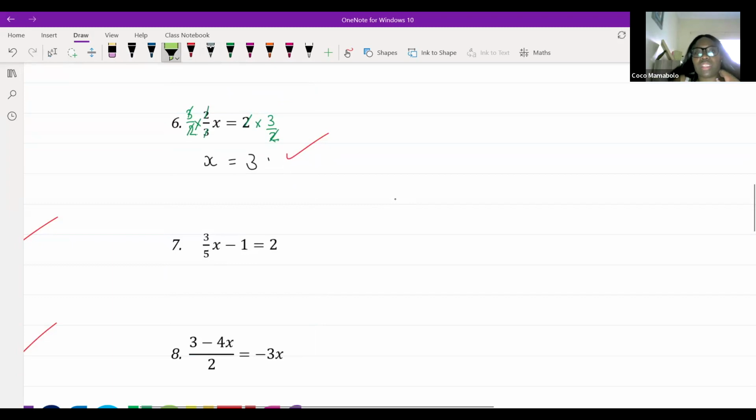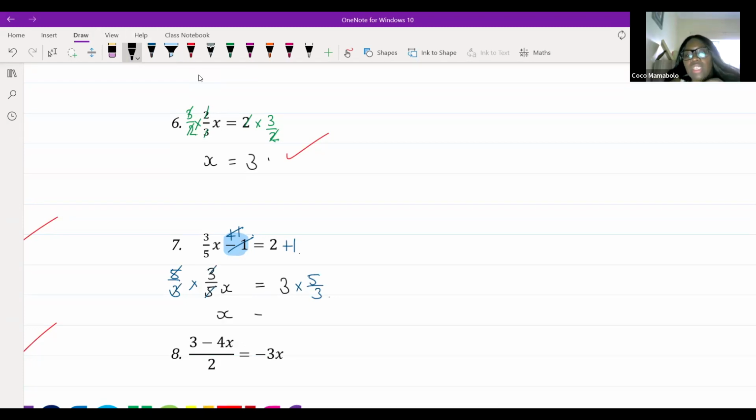Right, so first thing I'm going to have to do is get rid of the negative 1. So plus 1, plus 1, plus 1 minus 1 will give us 0. So I've got 3 over 5x is equal to 2 plus 1, which is 3. And then I'm going to multiply this side by 5 over 3. 5 divided by 5, 3 divided by 3 will all give me 1x, or just x is equal to, and then the 3 divided by 3 will cancel, therefore x is equal to 5.